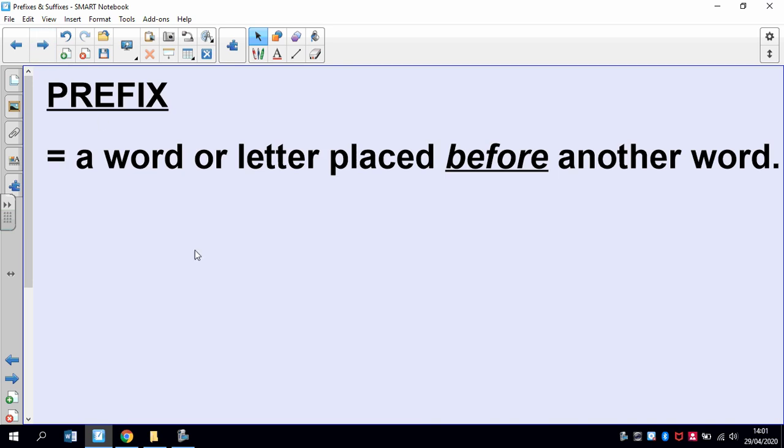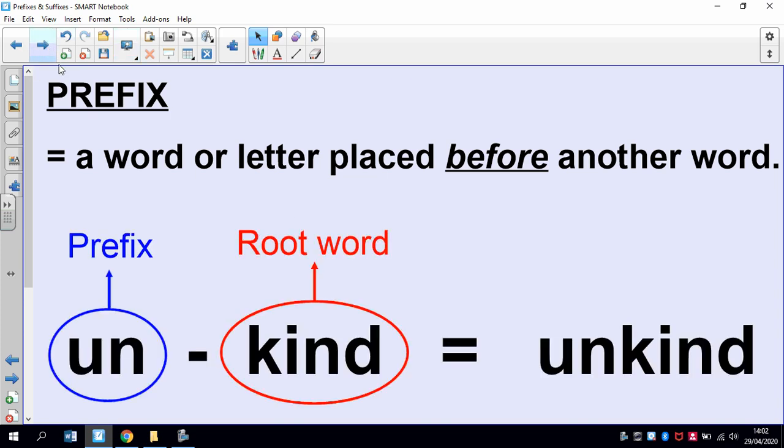So a prefix is a word or a couple of letters placed before another word. So this is how it looks. You have the prefix and you have it in front of what's called a root word. It could be any ordinary word that already makes sense on its own, like kind, but you can change the meaning of the word by putting a prefix in front of it. So you combine un and kind and you get the word unkind. It's the literal opposite of the root word that we started with. That's what a prefix does. It changes the meaning of the root word entirely.